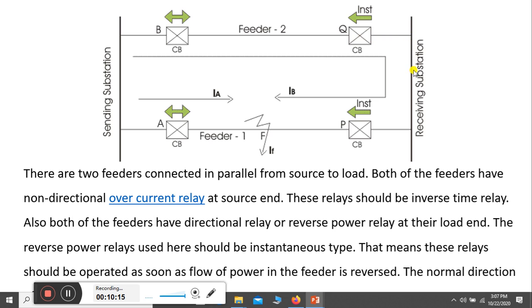Now this IB will flow from here to this CB, which is placed at the point P. And since this is also a directional relay, this IB current is now flowing as per the direction shown for this CB. It means this relay will operate, as this is called the directional relay or reverse power relay. So this relay will trip and feeder 2 will be disconnected from the faulty point F. That is how in a parallel system this directional relay gets operated.